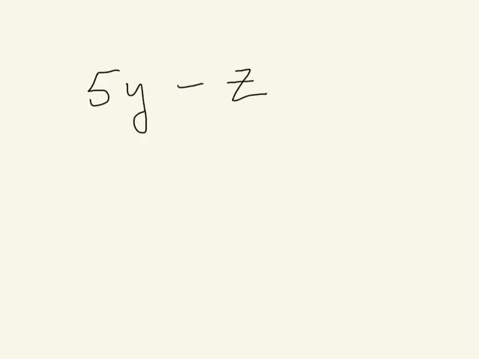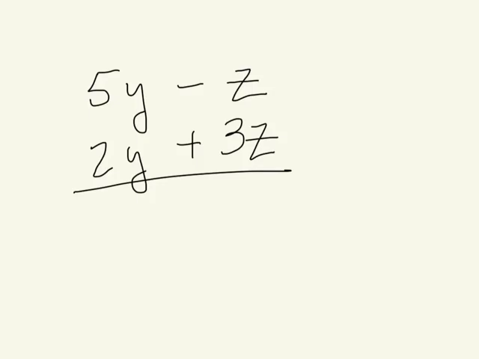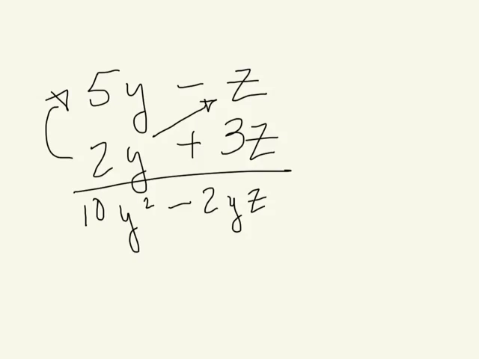2y minus z times 5y plus 3z. Okay, you're still going to do this. These first terms multiplied together. 2y times 5y, that's 10y squared. Then we're going to cross over here. 2y times 3z, that's 6yz. Then negative z times 5y, well, 5 times 1 is 5, that's a negative 5yz. You just have yz. So they go in the yz column right there, the middle column.